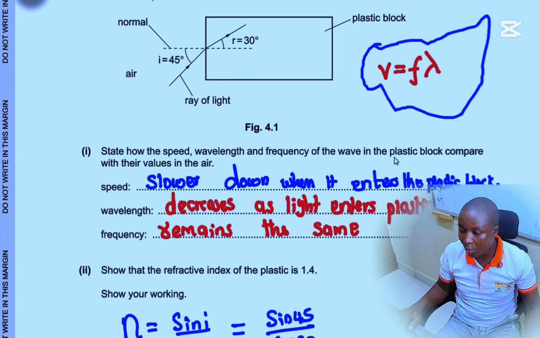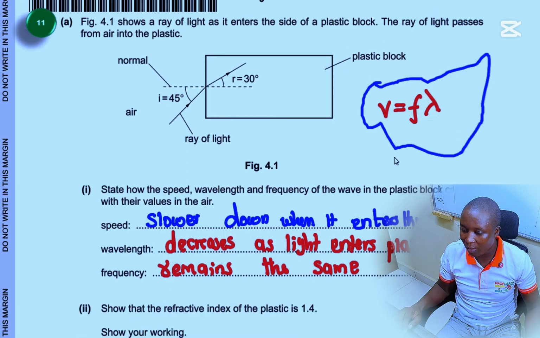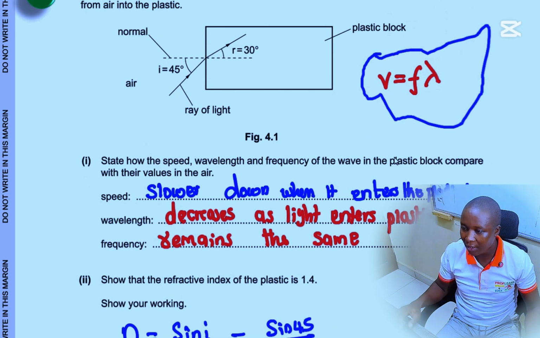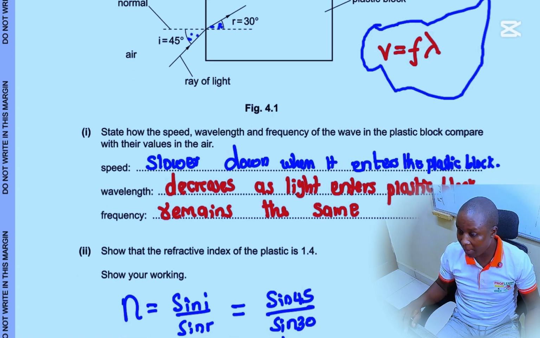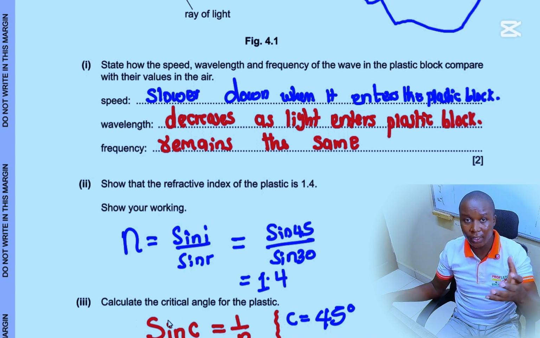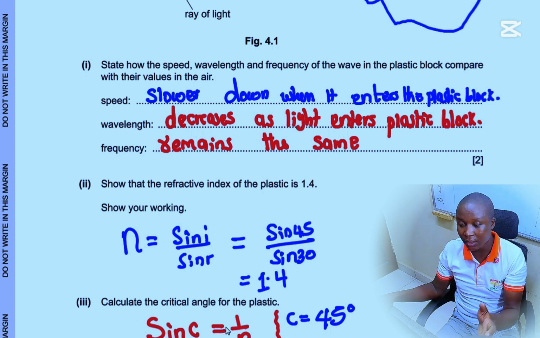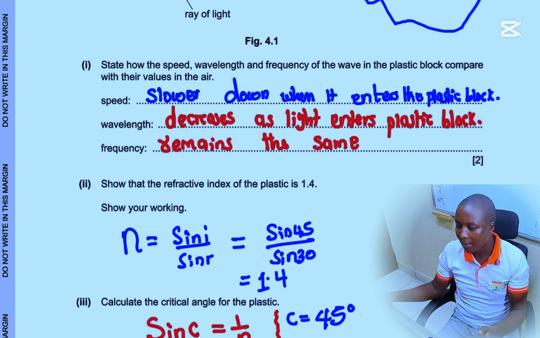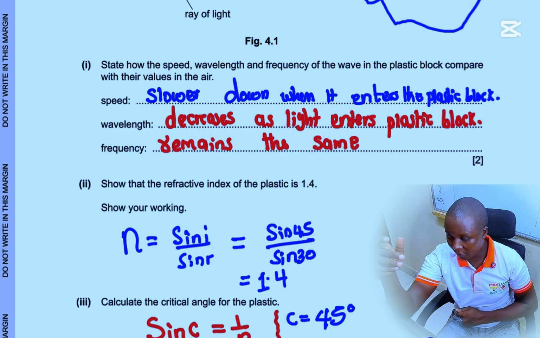And of course, to work out the refractive index, you are going to use the formula n equals sine i over sine r. In this case, we have sine i here and sine r, the angle of refraction, at this point. So it will be sine 45 divided by sine 30, so that we get our answer, 1.4. Now, to find the critical angle, remember the relation between the refractive index and the critical angle is that sine C equals 1 over the refractive index. If you work it out, you are going to get your answer being equivalent to 45 degrees.